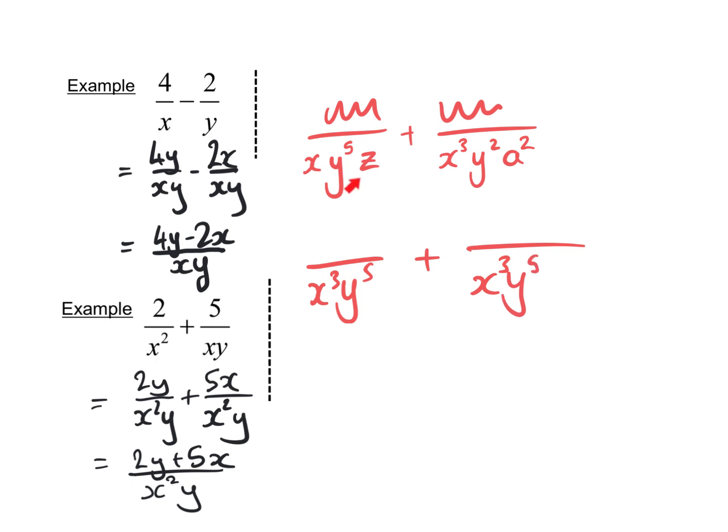We're going to look at z. There's only one z, so z to the power of 1 is the highest, so z to the power of 1. And then this one we've got a squared, and this is the only fraction that has an a at the bottom of it, so a squared will have to be there at the bottom. So a squared, and that would be the common denominator. So basically you go through the letters one at a time and take the higher of the two powers and make that part of your denominator.